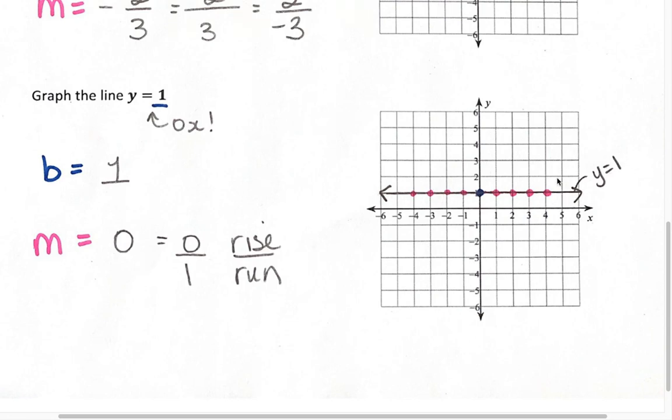If the line y equals 1 has every single y value equal to 1, what do you think the line x equals 1 would look like? And I'll leave you with that thought.